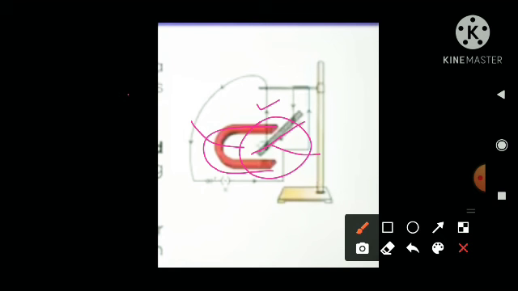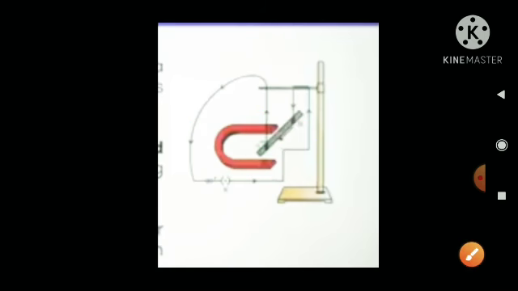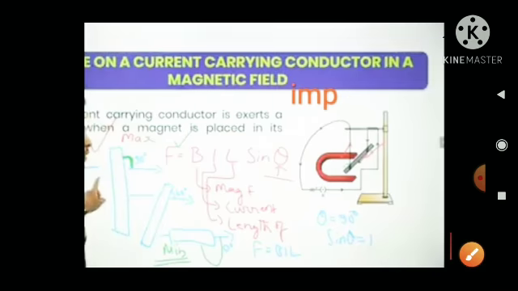So to know the direction of force, we are given Fleming's left hand rule. The scientist Fleming gave the rule. To solve this problem, to find the direction of force, we need to use Fleming's left hand rule. I hope you are understanding it. So by this we use Fleming's left hand rule.